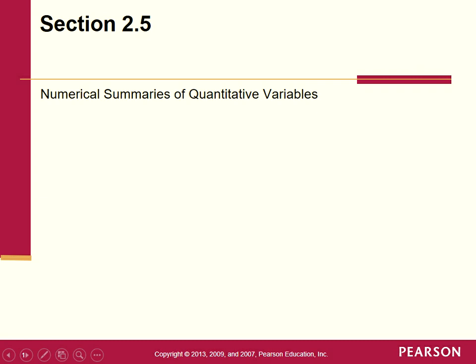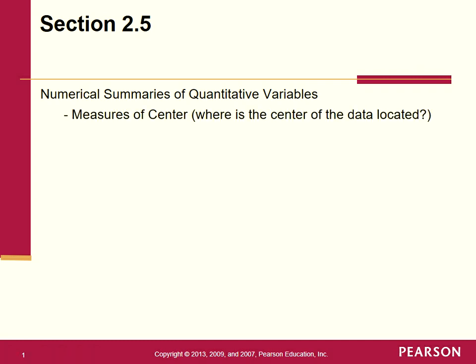Today we're going to go over numerical summaries of quantitative variables, and we're going to start with measures of center. Where is the center of the data located? I'm sure you've heard these before: the mean, which is just an average, the median, and the mode. All of these measure the center of the data, it's just that they measure it differently. When do you want to use these? Well, it depends on your data set, and we'll go through that.